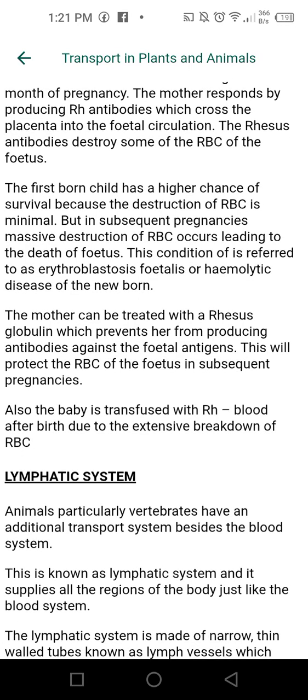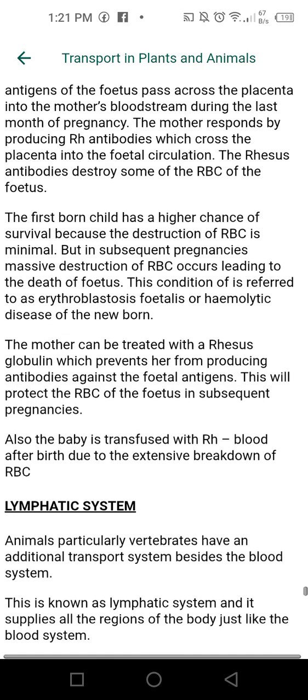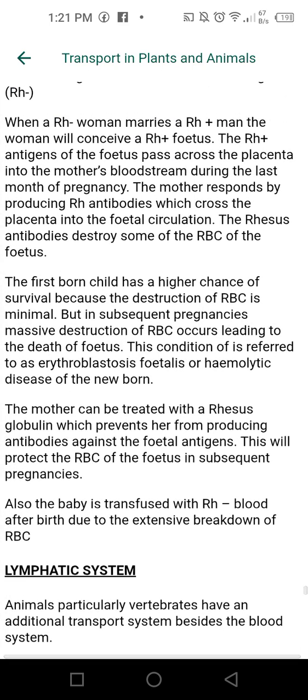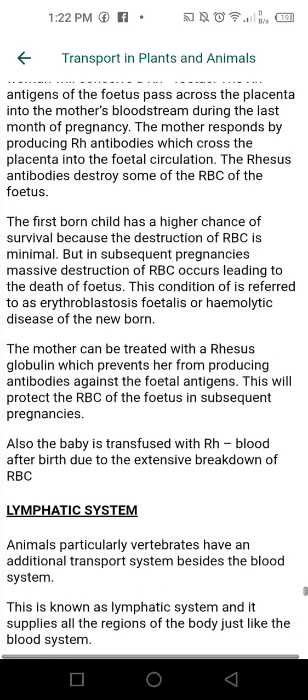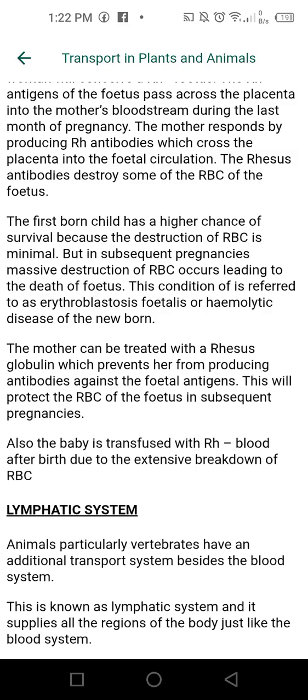Lymphatic system. Animals, particularly vertebrates, have an additional transport system besides the blood system. This is known as the lymphatic system, and it supplies all the regions of the body just like the blood system. The lymphatic system is made of narrow, thin-walled tubes known as lymph vessels which branch to form lymph capillaries in which a fluid known as lymph is transported.